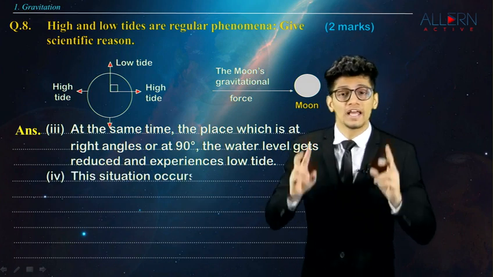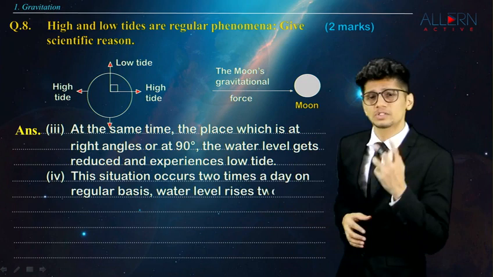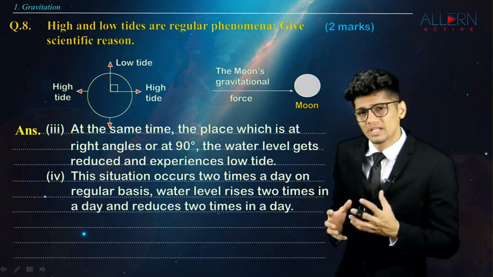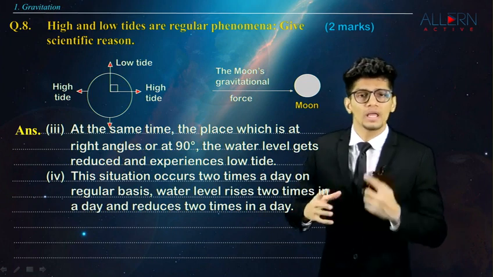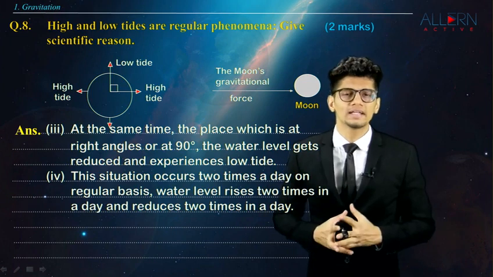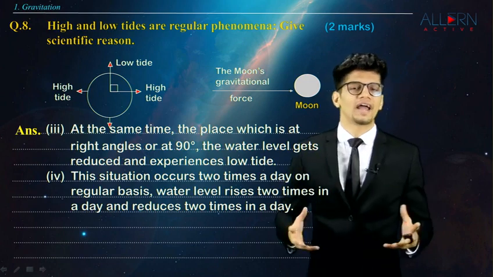Now this happens twice a day. So this situation occurs 2 times a day on a regular basis. Water level rises 2 times in a day and reduces 2 times in a day. Why? Because the earth rotates about its own axis, right? That is the reason we have high tides and low tides twice.